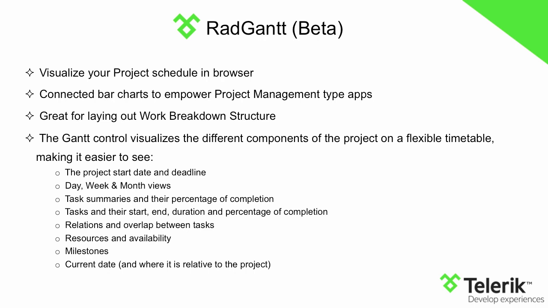Now, just as you expect from any Gantt chart, the Rad Gantt control allows you to visualize the different components of the project. So you get a high-level visual inside the work breakdown structure of a project. The details, like all the tasks, when they're starting, when they're ending, their durations, their percentage completions, and dependencies on other tasks, as well as high-level project details like the starting dates and the ending dates, the deadlines, the resources, and the milestone. You get a view of all of that through 3 customizable views of the Rad Gantt chart: the day, the month, and the week views.